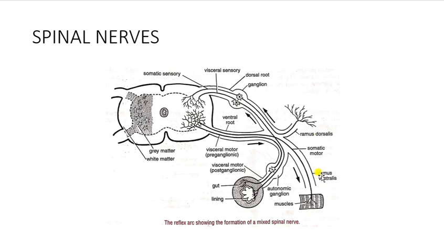Ramus ventralis is thicker than the other branches and contains somatic motor fibers. Ramus communicans joins the sympathetic ganglion of the autonomic nervous system.